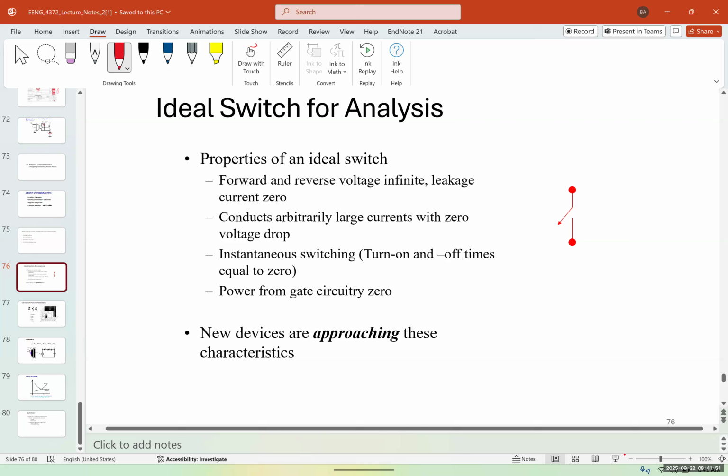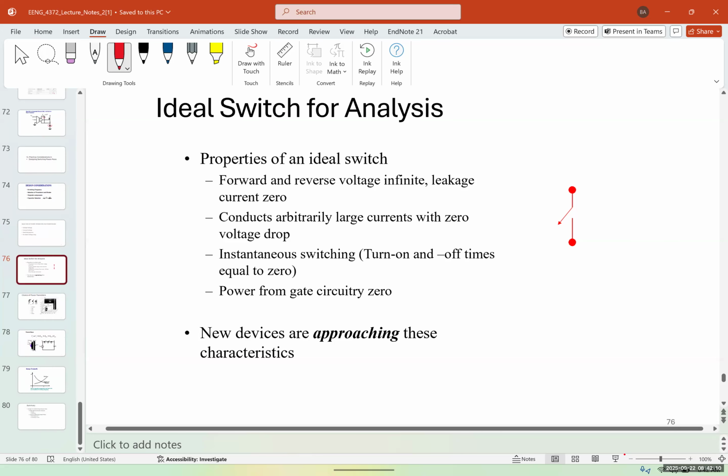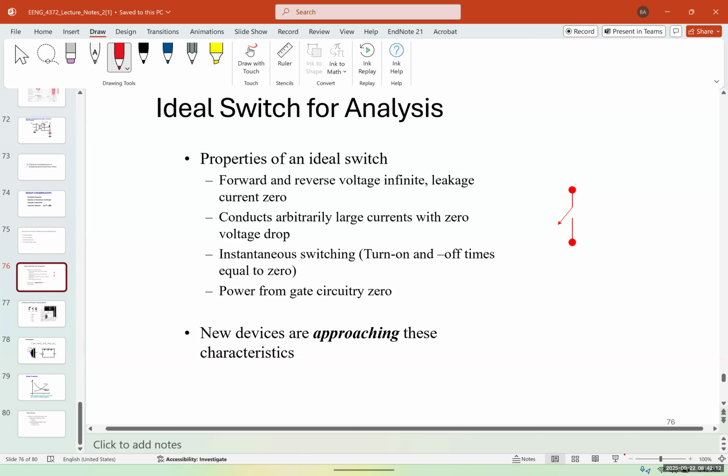And the power from the gate circuitry is 0 because the resistance in the gate or the base is infinite. So we would have 0 power loss in the gate. New devices are approaching these characteristics, but obviously we don't have an ideal switch yet.